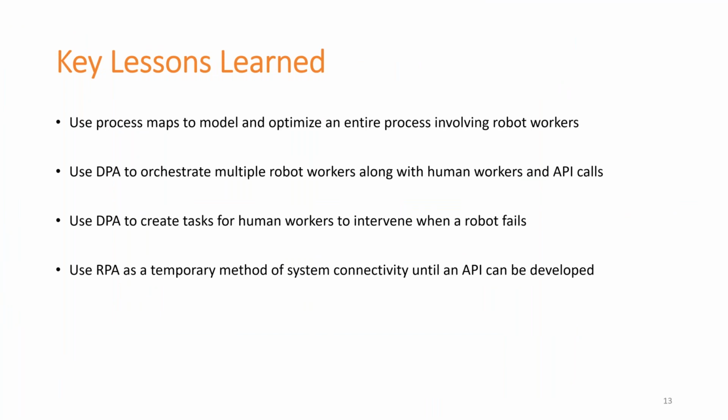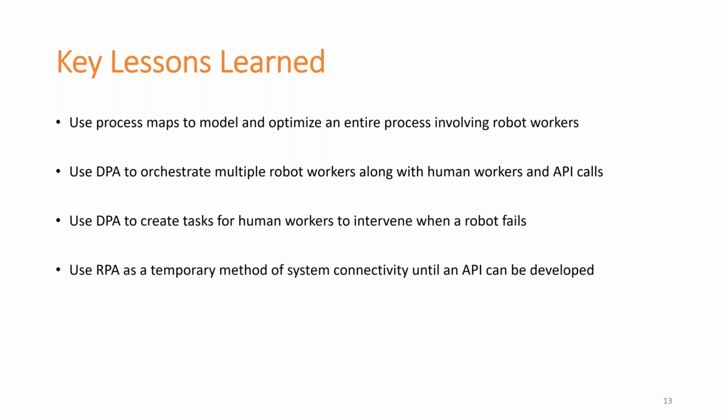So some key lessons learned. The first thing that we found working through projects like this is that even if you're working on an RPA project and not a DPA project per se, it's still worthwhile to use process maps to model and optimize the entire process, including the robot workers, just to understand the context of where the robot is in the whole process, to optimize your business process first, and to provide those kinds of recovery options if something goes wrong with the robot.